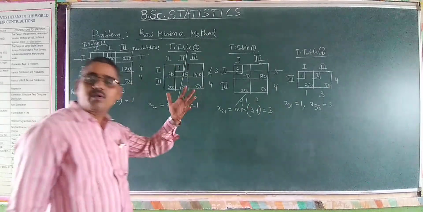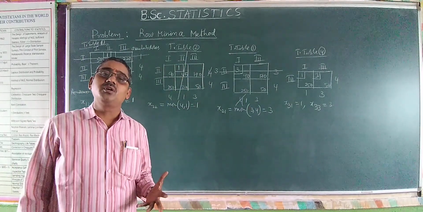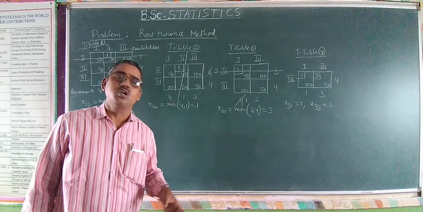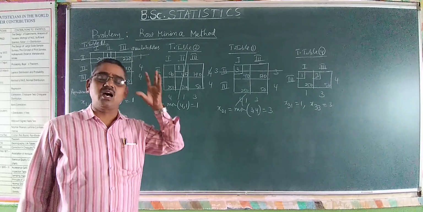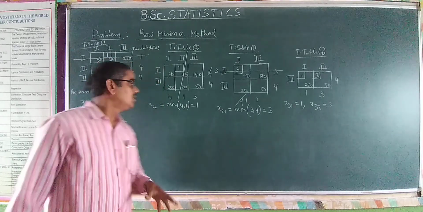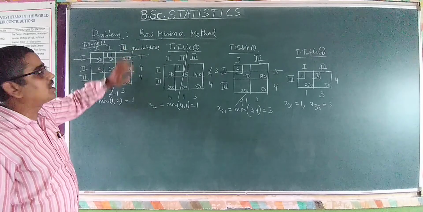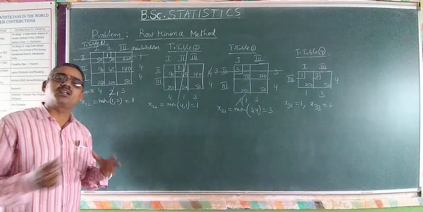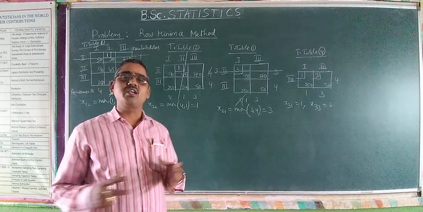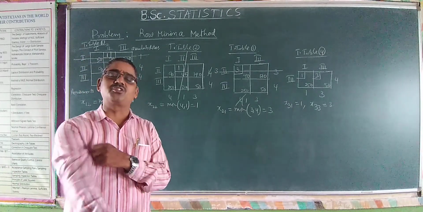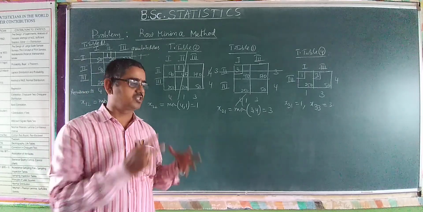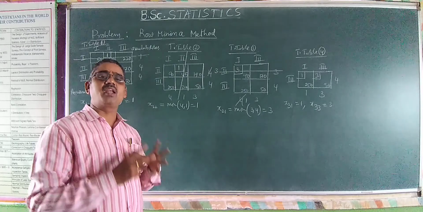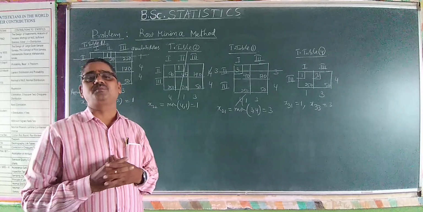Let me explain again what the rim requirements are. Rim requirements means the sum of the availabilities is equal to the sum of the requirements. We can see this at the very first step. The sum of the availabilities 4, 4, 1 is 9, and 4, 2 and 3 is also 9. So the sum of the availabilities equals the sum of the requirements. Otherwise, we have to introduce a dummy origin or a dummy destination. Here all the problems are balanced transportation problems, so I am explaining it for a balanced transportation problem.